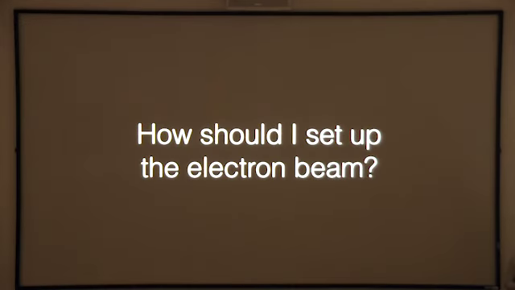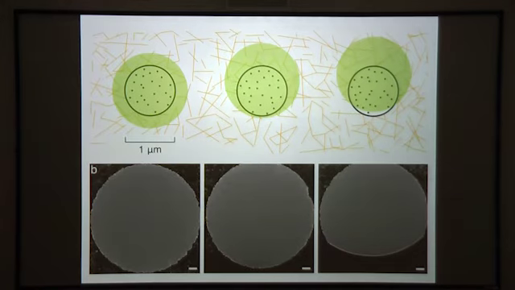So how should you set up the electron beam? And this applies to any grid, really. The easiest way to set up the beam is to set up a symmetric illumination where you illuminate the entire hole and all the way around the edges. And so we tested the movement of particles within these holes with different illumination conditions. So if you have a symmetric illumination condition, if it's slightly asymmetric, or if you're not illuminating the entire hole.